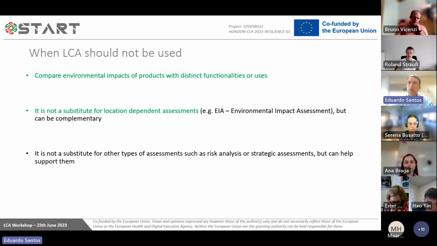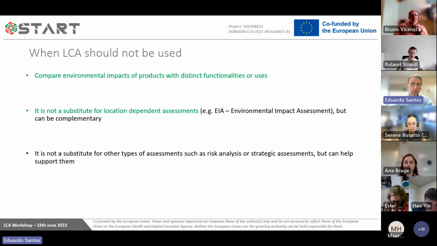If we are talking about assessing, for instance, an airport, it doesn't make sense to do an LCA on an airport, because it's totally different to have an airport located in one part of the country or in another part of the country. That makes a big difference, and effectively what makes sense is to compare the different locations and not the airport itself. And of course, it also doesn't replace any other methodologies like environmental impact assessment or risk analysis or strategic assessment.